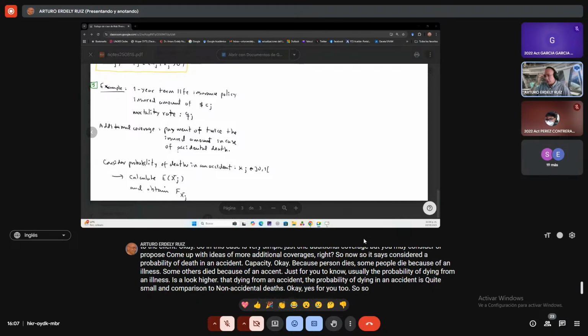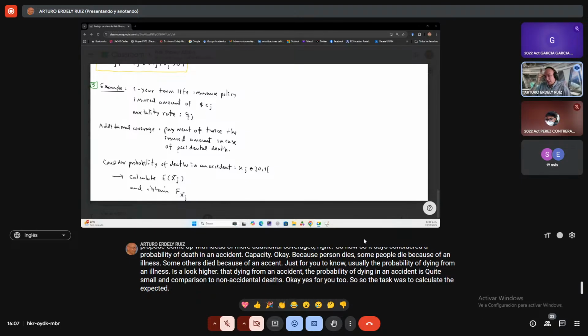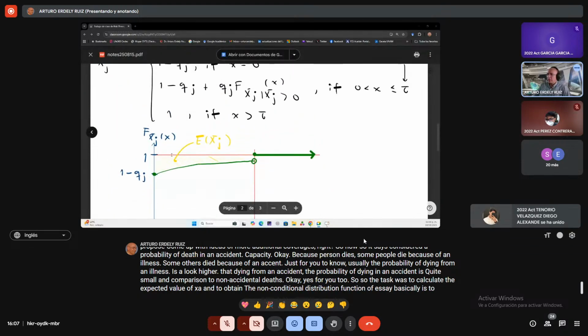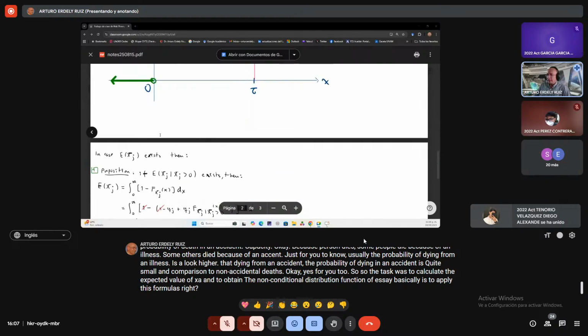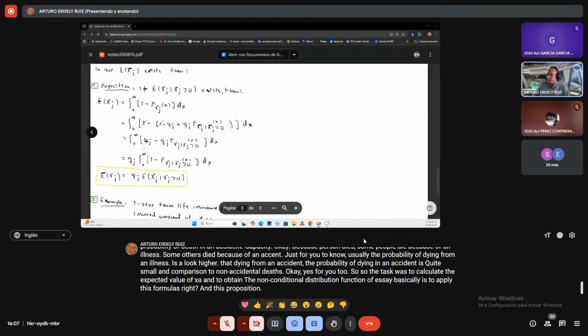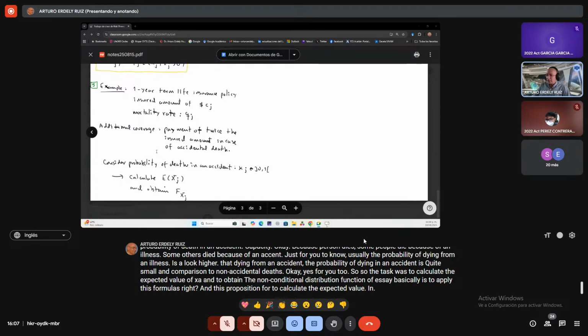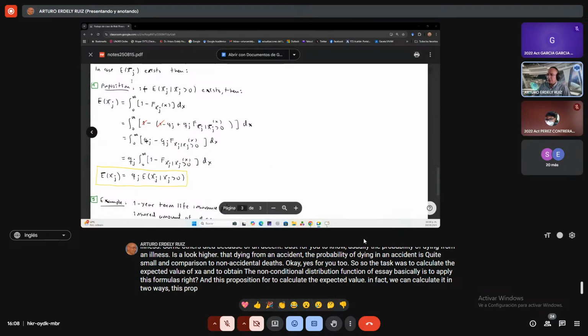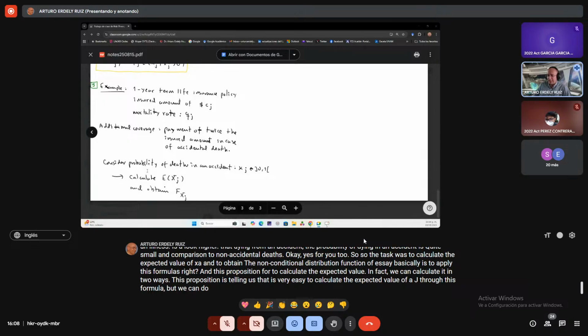So the task was to calculate the expected value of xj and to obtain the non-conditional distribution function of xj. Basically, it is to apply these formulas, and this proposition 4 to calculate the expected value. In fact, we can calculate it in two ways. This proposition tells us that it's very easy to calculate the expected value of xj through this formula, but we can also do it directly with the probability distribution of xj. We will do it in two ways.